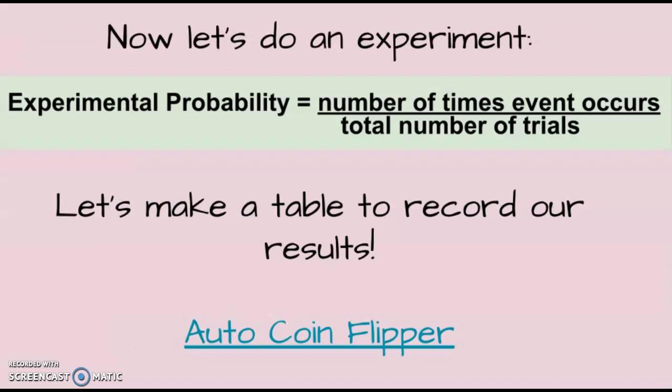All right, so we're going to do an experiment with flipping a coin. So quick reminder, experimental probability, which is just a little bit different than theoretical probability, is calculated by looking at the ratio of the number of times an event occurs over the total number of trials that were performed in the experiment. Okay, so the first thing we're going to do is make a table where we can record our results.